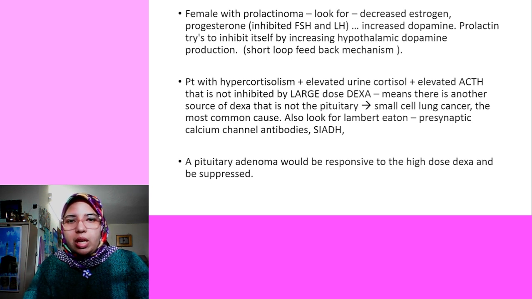You want to figure out which. Generally speaking, if you give a patient a large dose of DEXA, the pituitary source should be suppressed, right? So if it's not inhibited by DEXA and you've done all the other tests, that means there's another source. You want to look for something outside of the pituitary, like small cell lung cancer, which is the most common cause. You want to look for paraneoplastic syndromes, such as Lambert-Eaton. Remember that Lambert-Eaton is caused by presynaptic calcium channel antibodies.